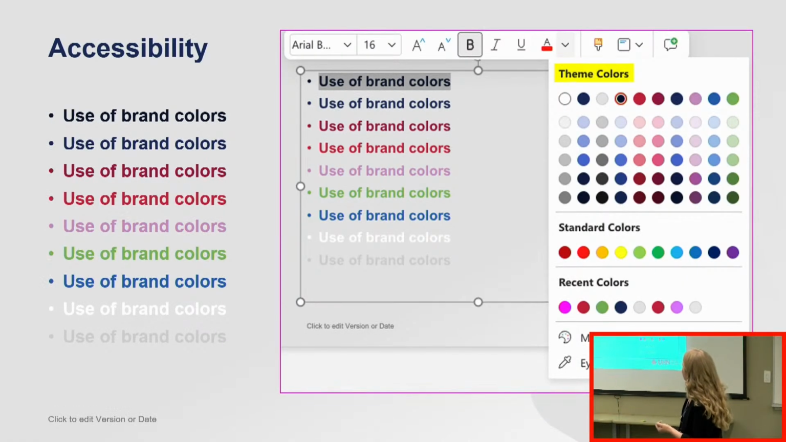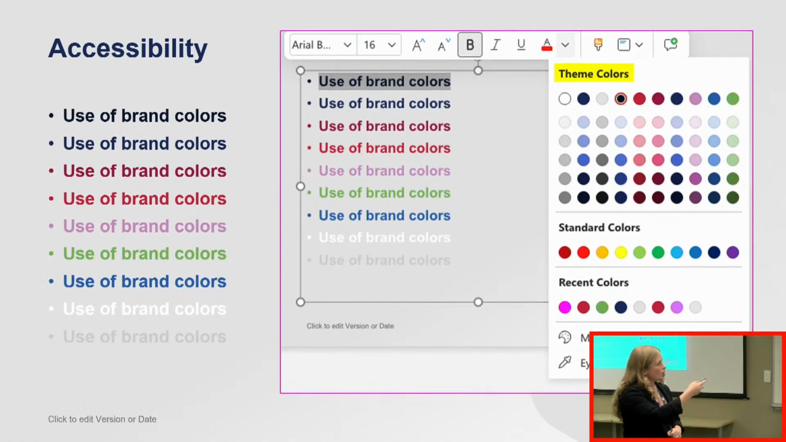I did want to show you here where you can access the themed brand colors in PowerPoint if you are using the template. It's just those top ones there. The very top, right under where I have highlighted theme colors, those are the highest contrast version of the colors, and we want to make sure we're choosing high contrast whenever possible.